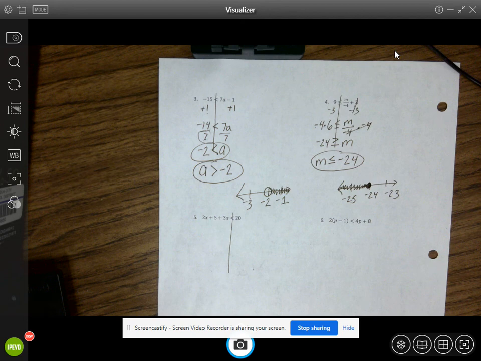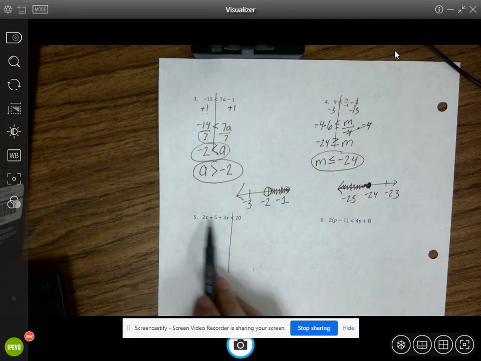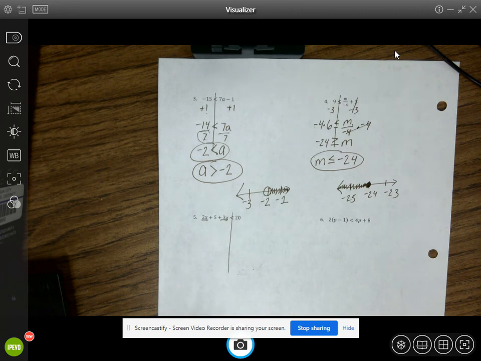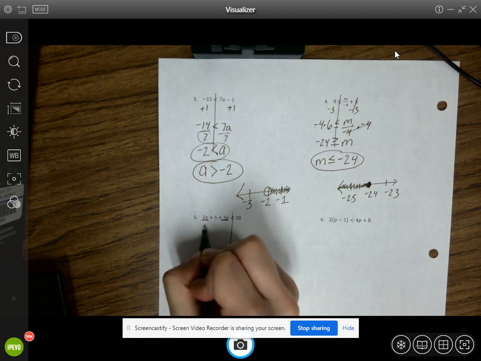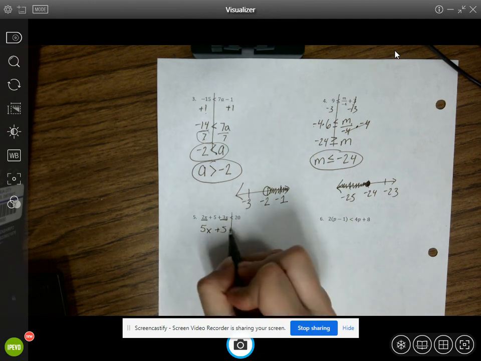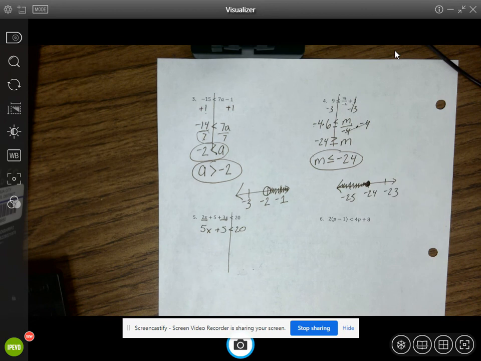No distributing. I have like terms to combine. I have a 2x plus 3x. 2x plus 3x is 5x. Bring down that plus 5. Keep your symbol, and then 20.